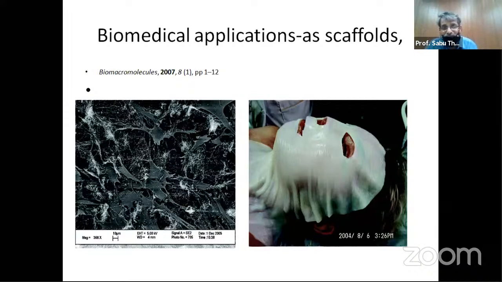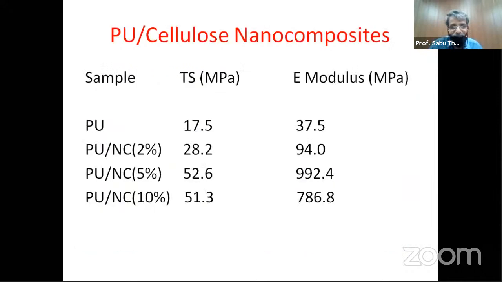A gentleman is suffering from a high degree of burning in space, and his face is covered with nanocellulose. And nanocellulose is extremely porous. Once you cover the wounded face with nanocellulose, the cell growth is dramatic. So the cells can grow pretty rapidly. So this is an excellent scaffold for biomedical applications.